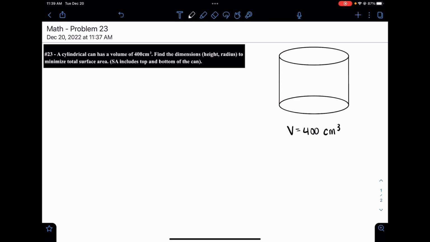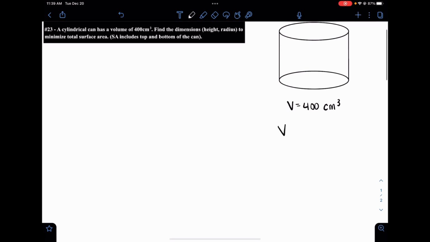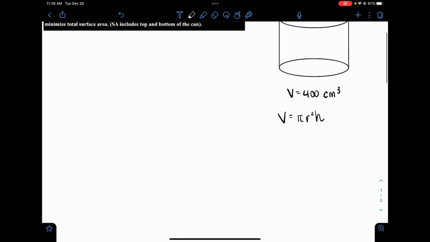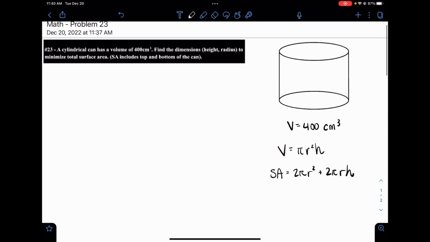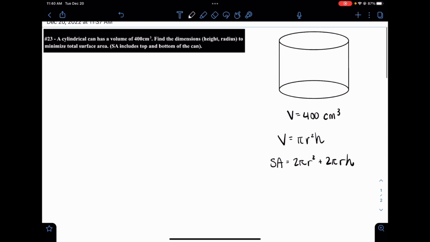Some other things we probably should take note of is the volume equation for a cylinder, which is pi r squared times h, and then the surface area equation, which is 2 pi r squared plus 2 pi rh. And it's worth noting that this is because it includes the top and bottom of the can that we have that longer two-part equation. If it did not include the top and bottom of the can, it wouldn't have both those segments.